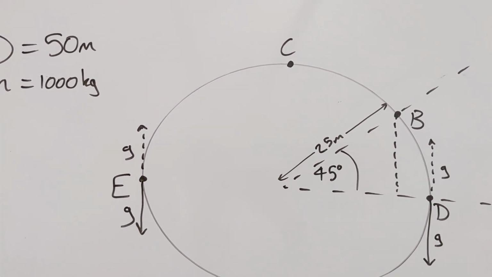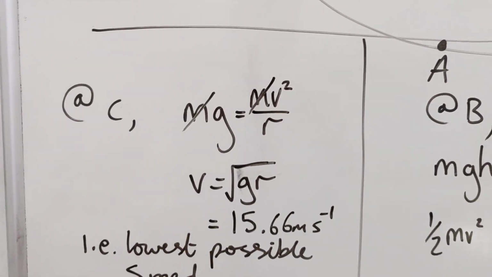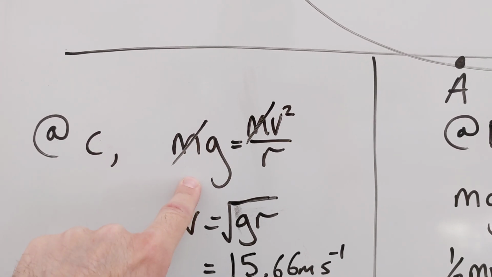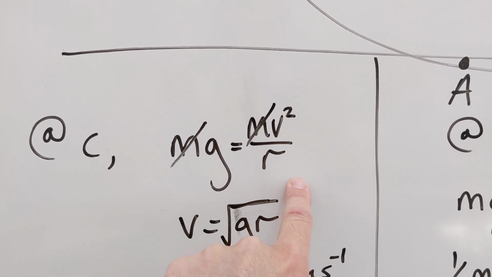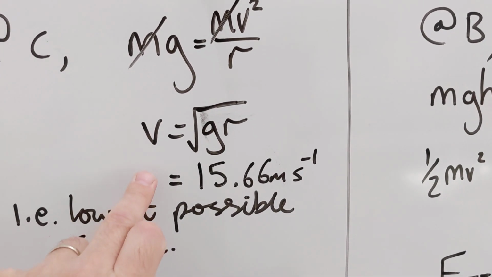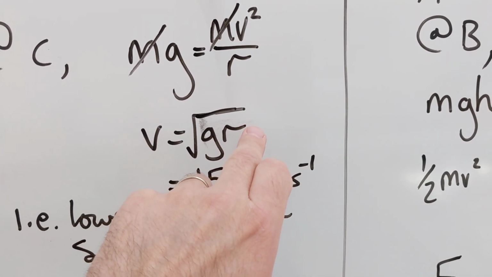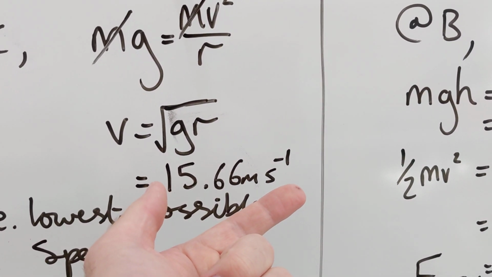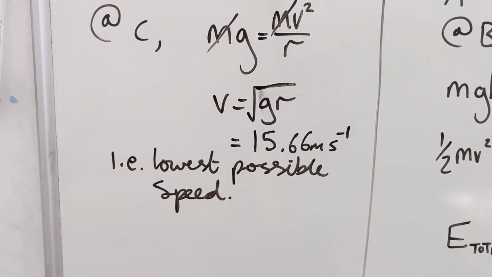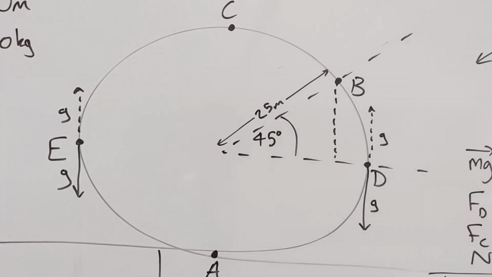So in order to calculate what the slowest possible speed is at C, what we use is this equation here. We say that the only force is weight, because the normal reaction force is 0, and that weight is the centripetal force. And we can cancel our m's and rearrange to get v as the subject, substitute in our 9.81 meters per second squared and our 25 meters, and we get 15.6 meters per second as the lowest possible speed that we can move around this ramp. Okay, well that's fine. We've now got the lowest possible speed.